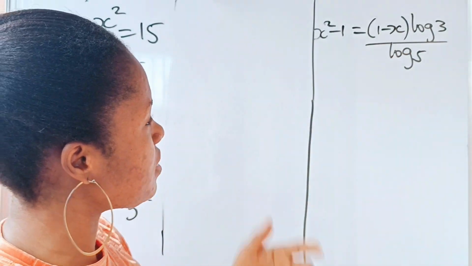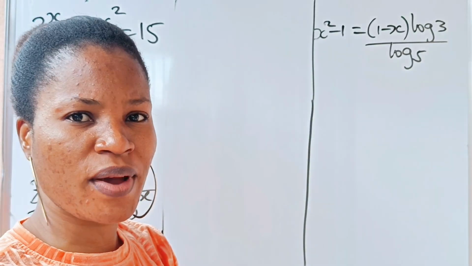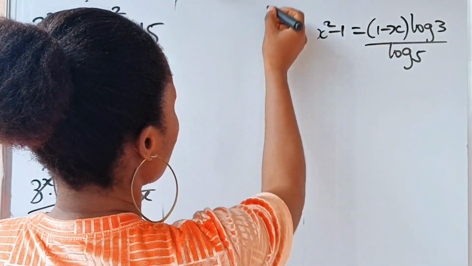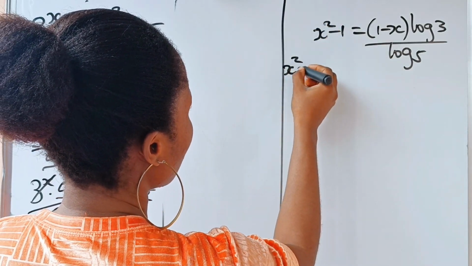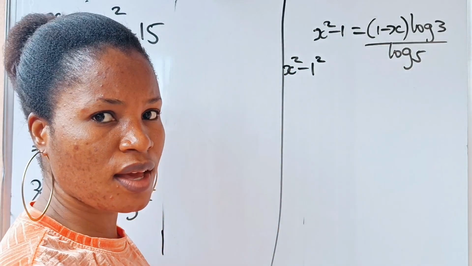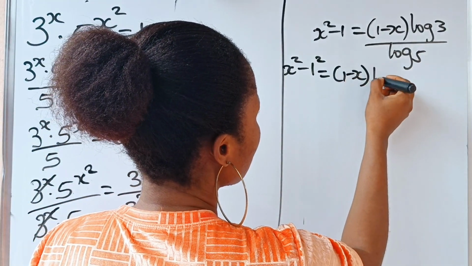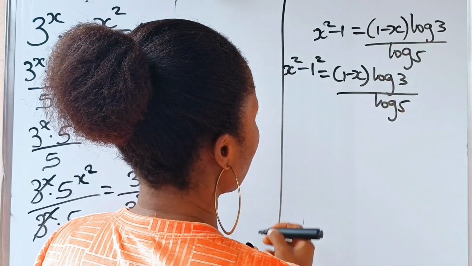What do we do next? At this point, you can notice that we have a difference of two squares here. Let me increase this. So we have a difference of two squares, and we can express this as x squared minus 1 squared, which is equal to 1 minus x log 3 divided by log 5.